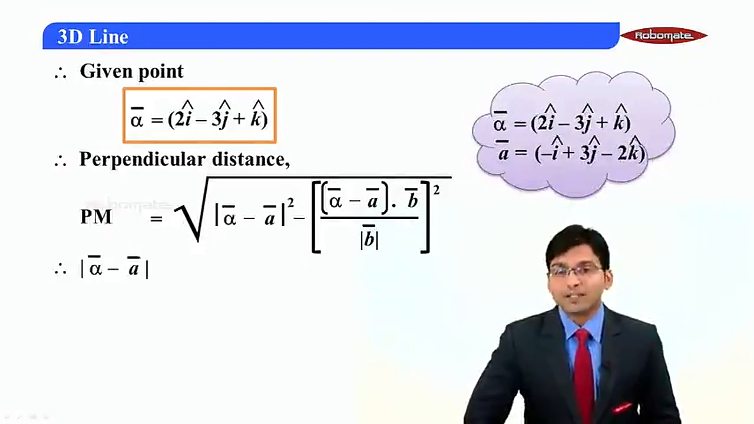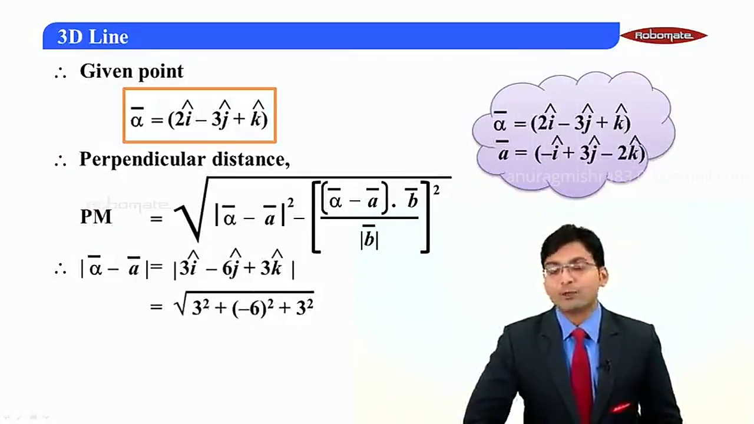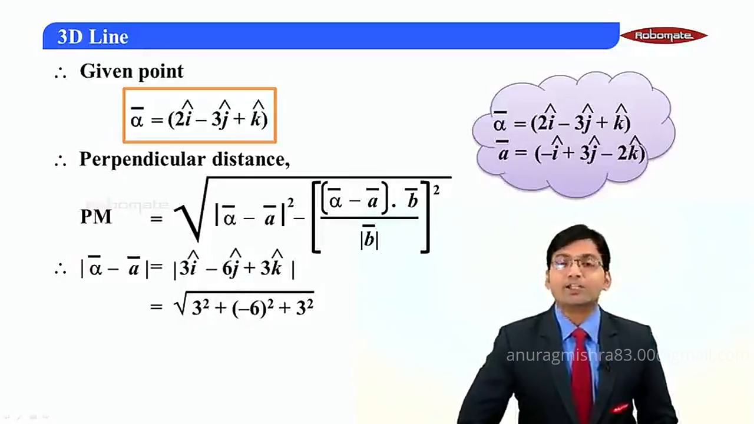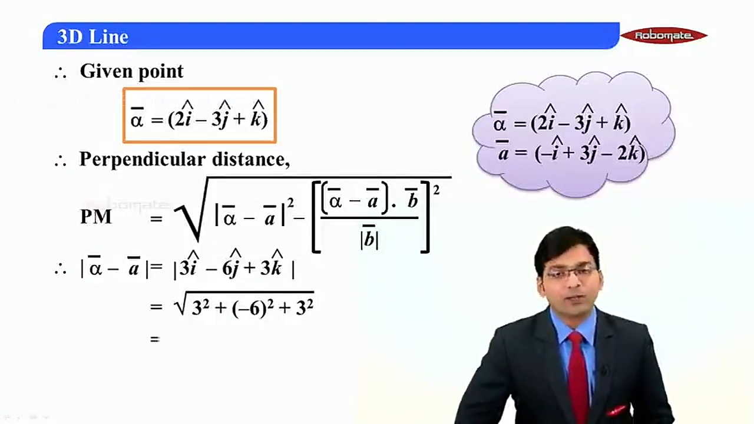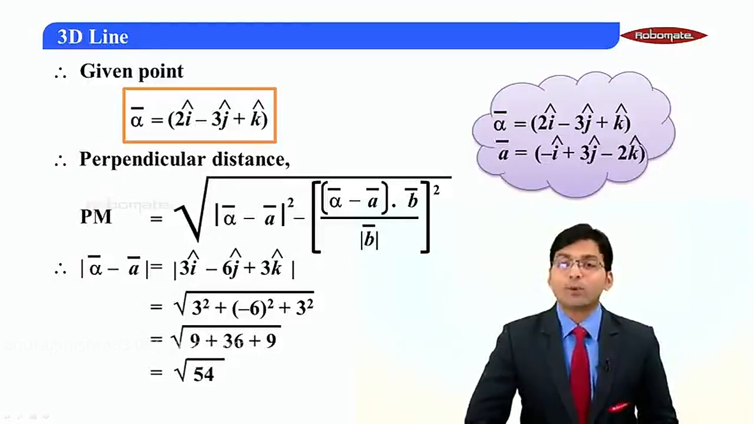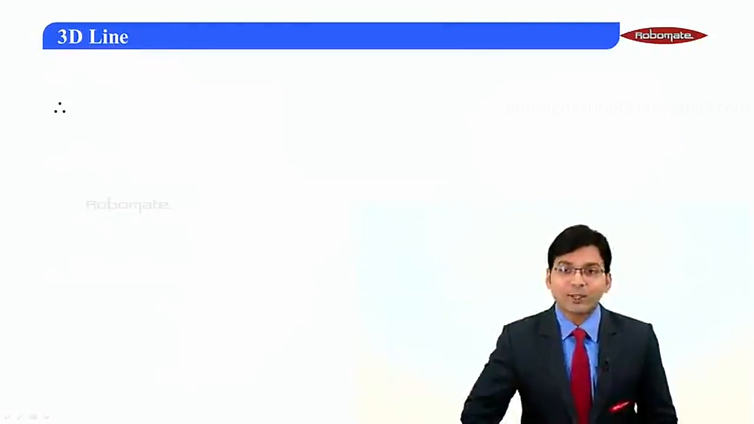The first part is the magnitude of alpha bar minus a bar. That becomes the magnitude of 3i cap minus 6j cap plus 3k cap, and it is square root of 3 square plus (minus 6) square plus 3 square. This gives the answer as root of 9 plus 36 plus 9, and this becomes square root of 54. So the first part we got. Let us go for the second one.